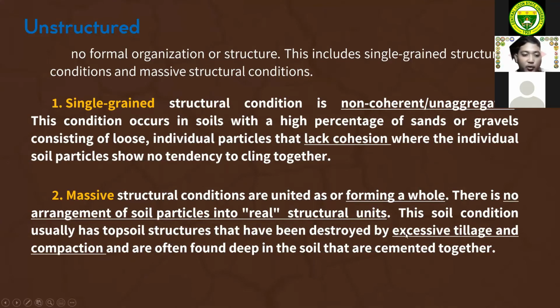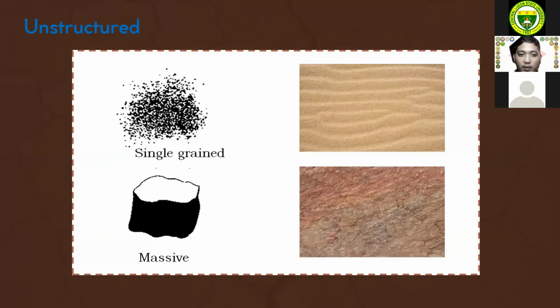This soil condition usually has topsoil structures that have been destroyed by excessive tillage and compaction, and are often found deep in the soil that are cemented together. So karaniwan, once na yung soil natin is laging nako-cultivate, then nagkaroon ng compaction or dinaanan ng machineries. Okay, nasiksik na wala yung pore spaces. So doon na po-form yung ating massive structure. So ito yung tsura ng single-grained and also ng ating massive structure.